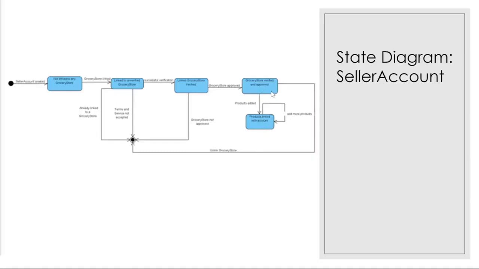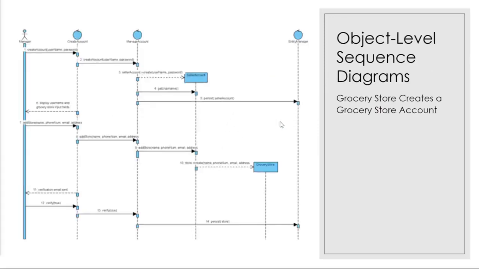And then the grocery store is verified and approved, and if they want to unlink the grocery store, the seller account will be deleted. So this is the object level sequence diagram.